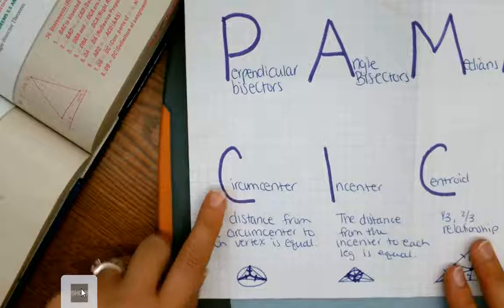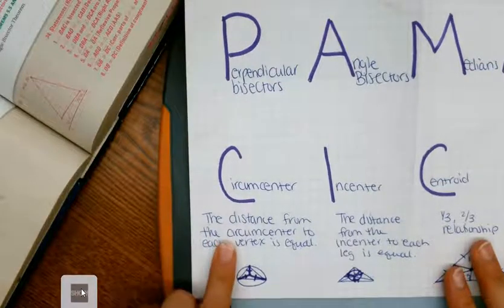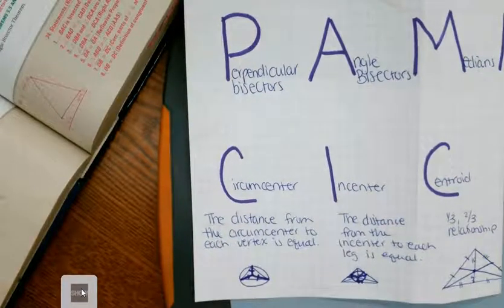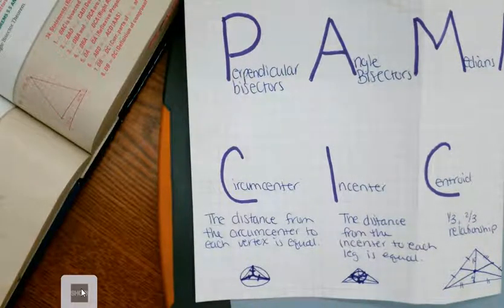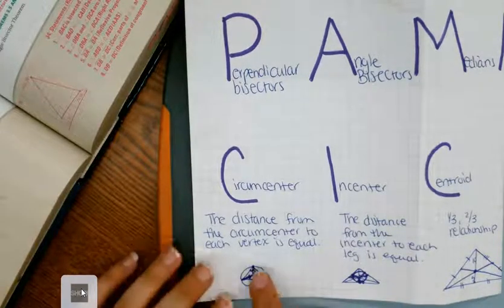What's important about the circumcenter is the distance from the circumcenter, the distance of that point of concurrency, to each vertex is equal. All right, so you find it using the perpendicular bisectors, and then the distance from that point of concurrency to each vertex is equal.